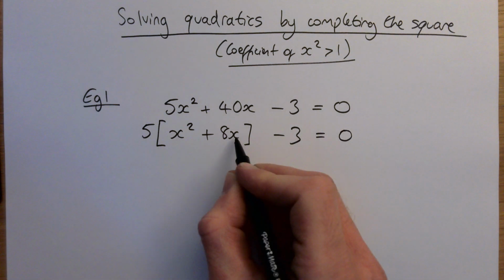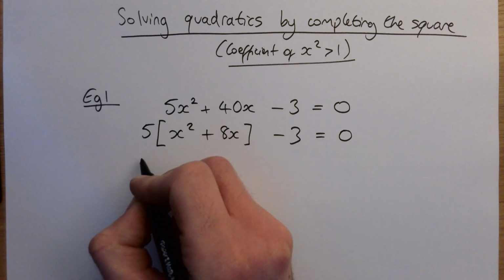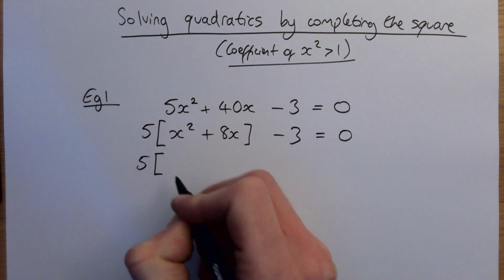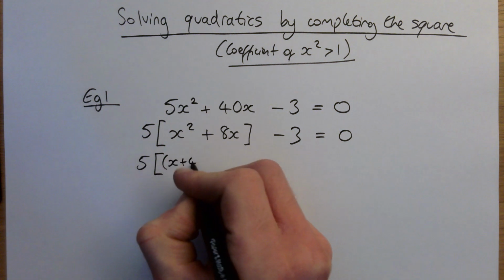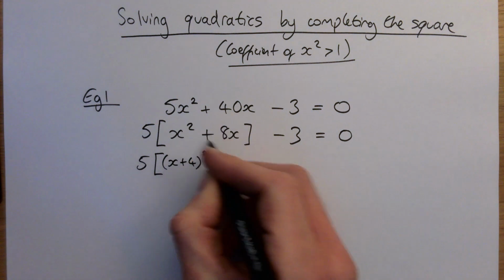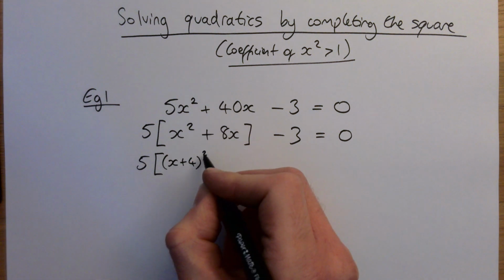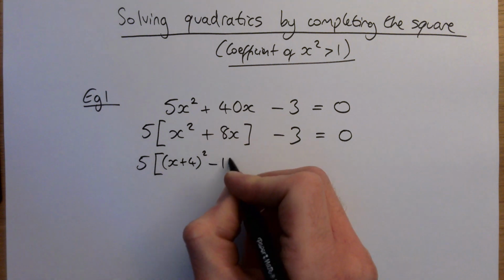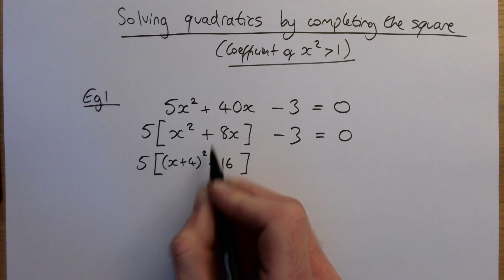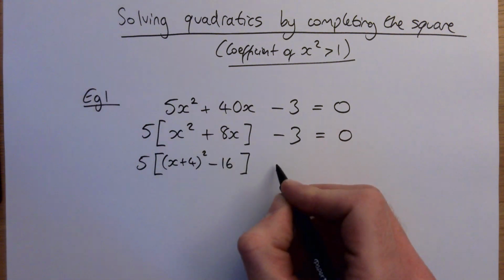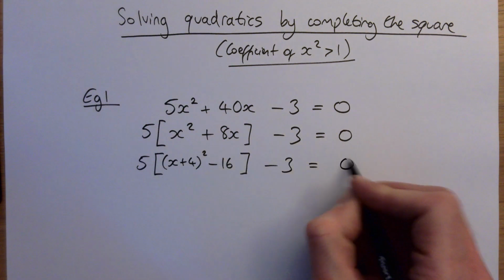For the terms inside the square bracket, I can now complete the square. So I've got 5, open my square brackets, and then completing the square inside, I get x plus 4 squared, remembering I'm just halving the coefficient of x. I don't want the value of 4 squared, so I'm going to take that off. So now the expressions inside the square brackets are mathematically identical. I've then got minus 3 outside is equal to 0.